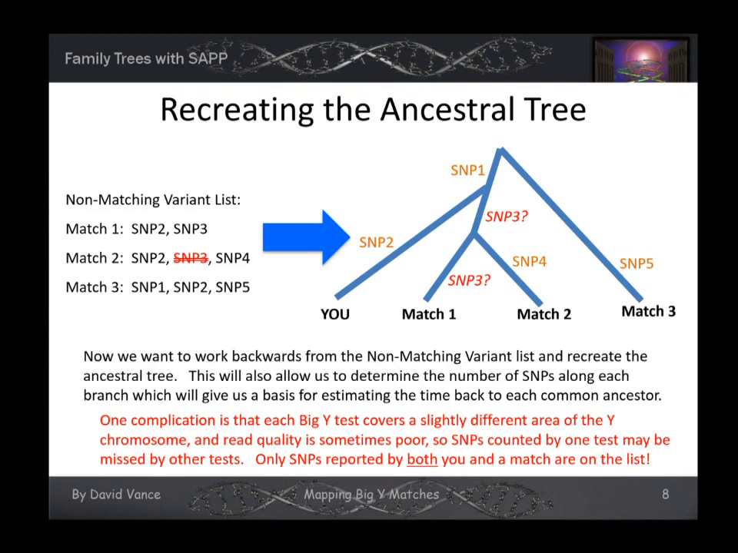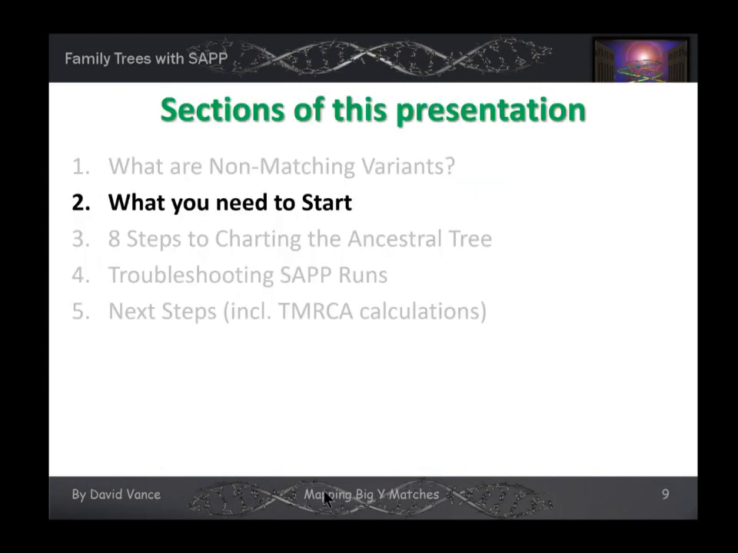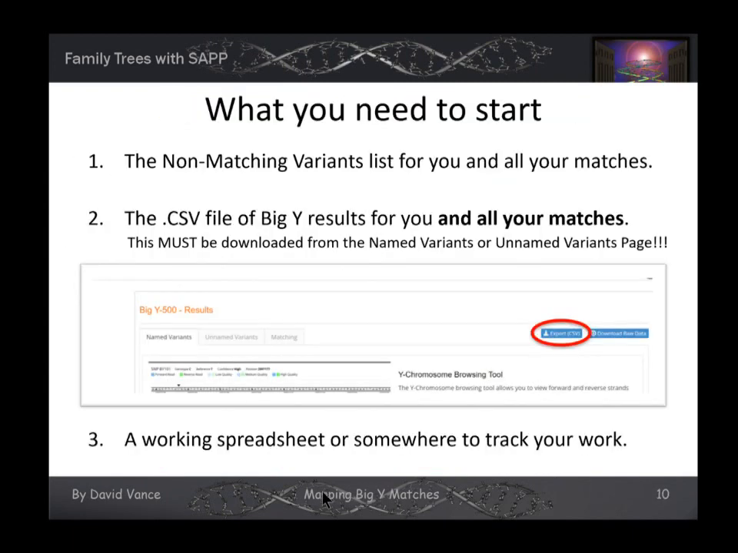So from there, let's talk about what we need to start. There are really three sets of things that we're going to need to get started on mapping the non-matching variants back to the ancestral tree. The first one is the list that we just talked about. So go to your Big Y results and get that list. You need to either print it off or copy and paste the SNP numbers. You can actually download from there a CSV file that has the text versions of all those names to make it a little easier to copy and paste.